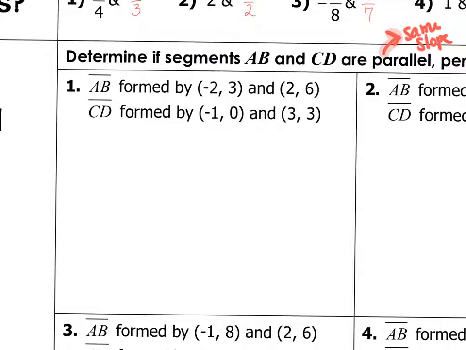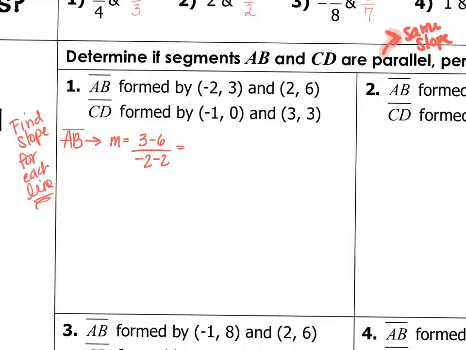So how do we determine if they're parallel, perpendicular, or neither? Well, to determine that, you want to find the slope for each line, and then compare. So let's find the slope for each line. Starting with line AB, the slope is equal to 3 minus 6 over negative 2 minus 2. That's equal to negative 3 over negative 4, or just 3/4. So there's the slope of AB.